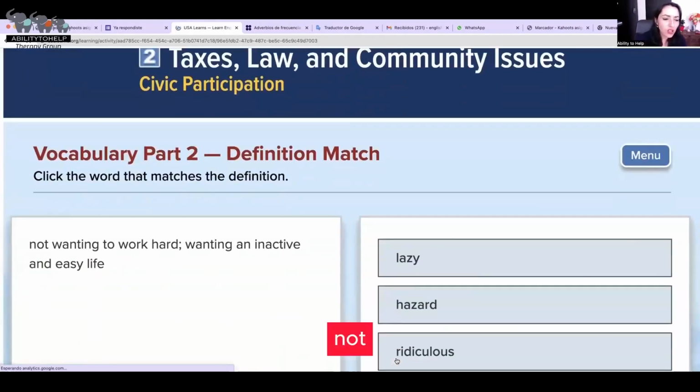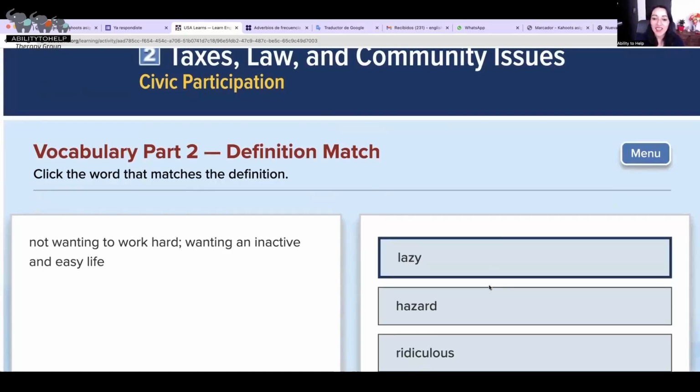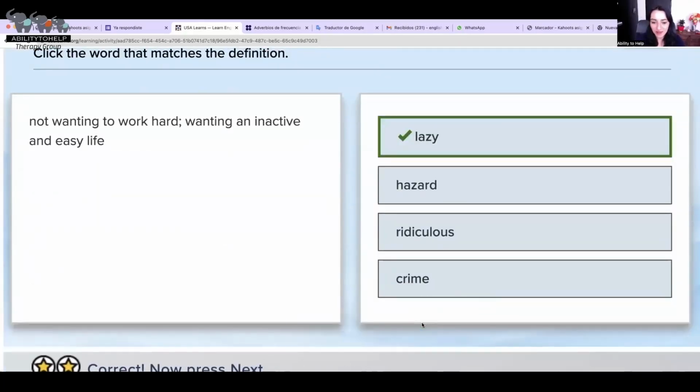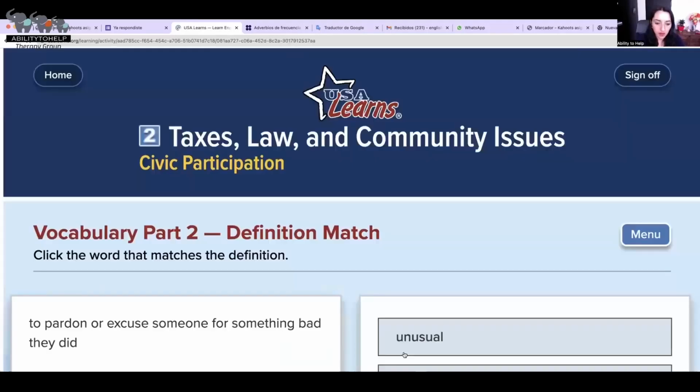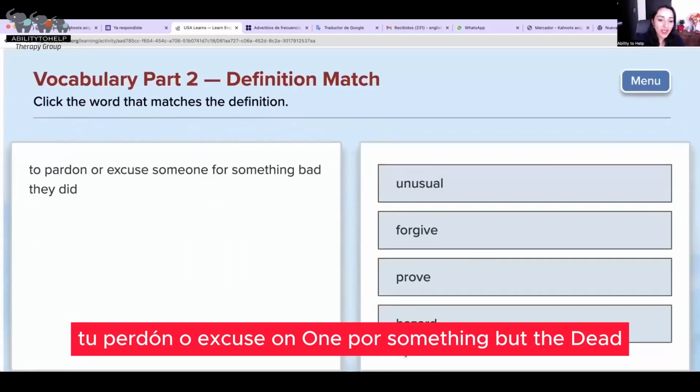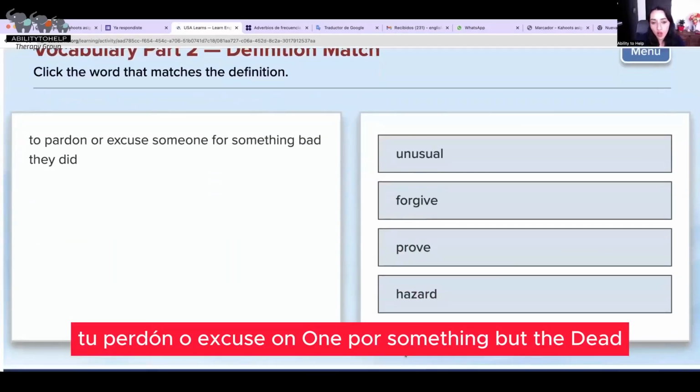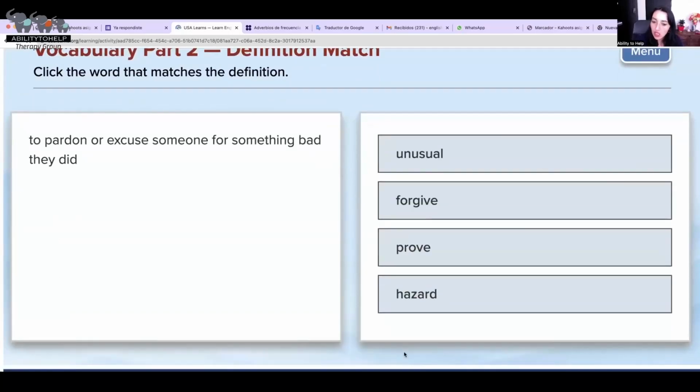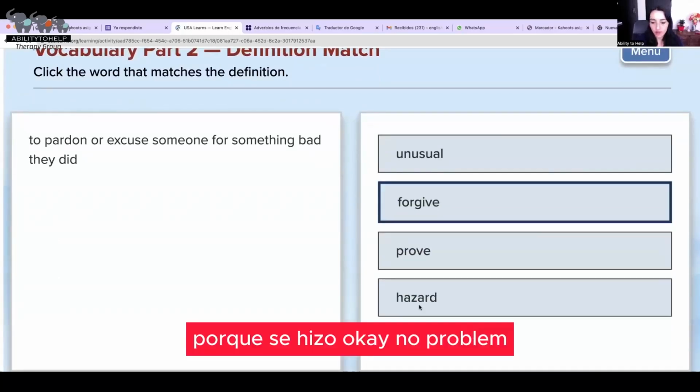And not wanting to work hard. I'm a little bit lazy. That's why I'm not wanting to work hard. I'm wanting an inactive and easy life. Many people are like that. To pardon or excuse someone for something bad they did. Forgive. Say it's okay, no problem.